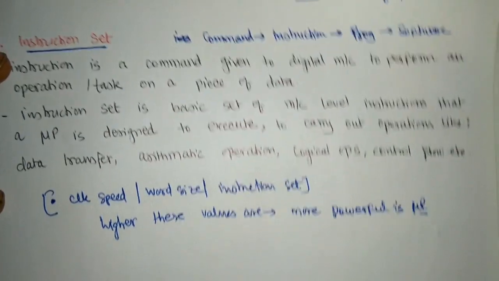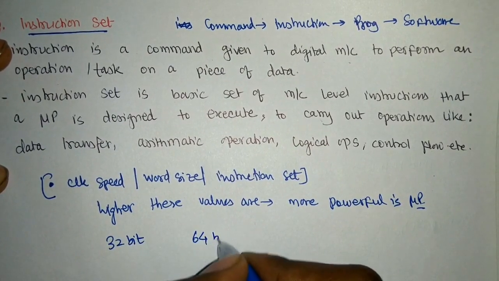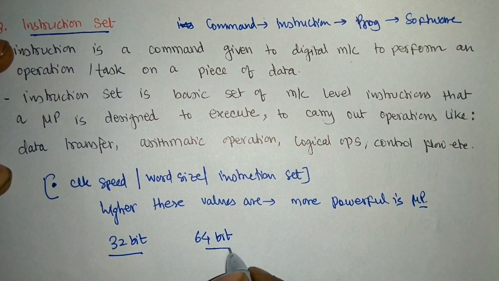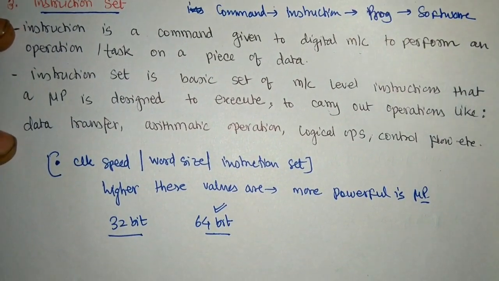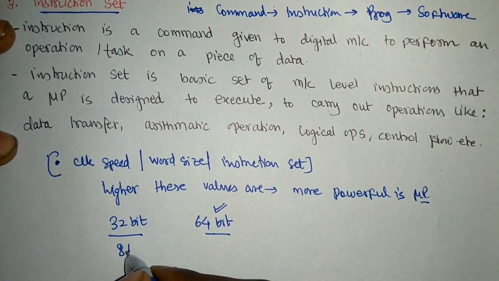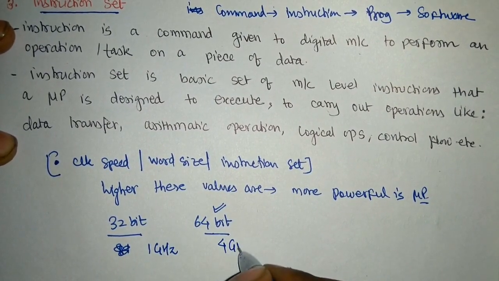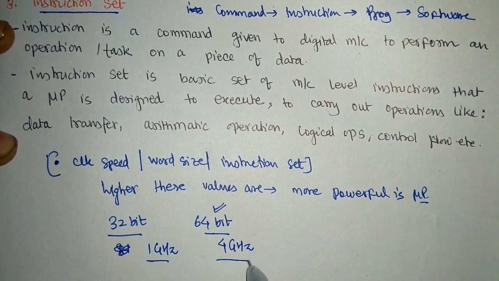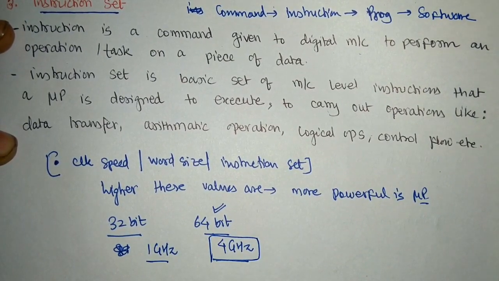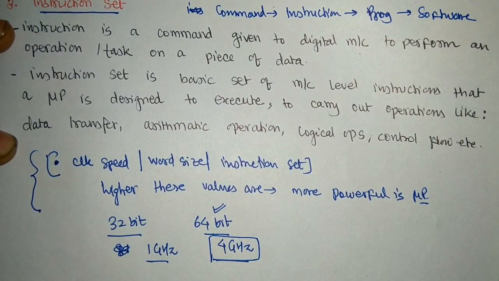So simply, when I say that I have a 32-bit microprocessor and a 64-bit microprocessor, which is more powerful? Obviously the 64-bit is more powerful. Then at the same time, if I have a clock speed of 1 gigahertz and a clock speed of 4 gigahertz, which of them is more powerful? Obviously 4 gigahertz will be more powerful. So looking at the values of these three parameters, I can decide how powerful my microprocessor is.